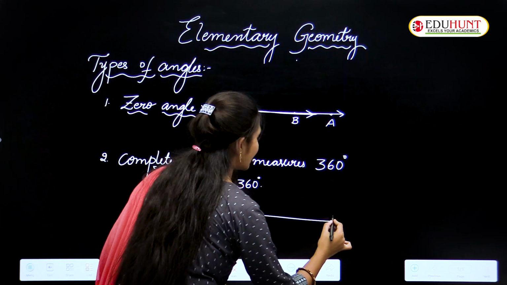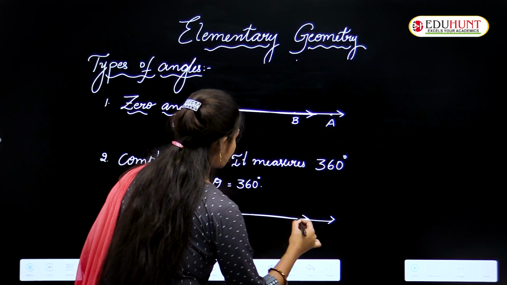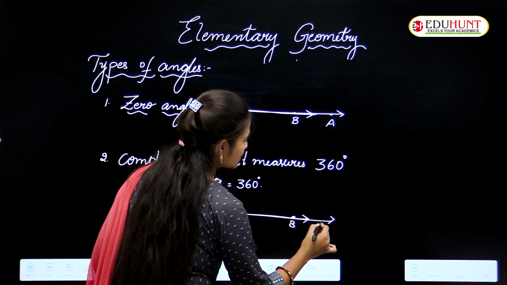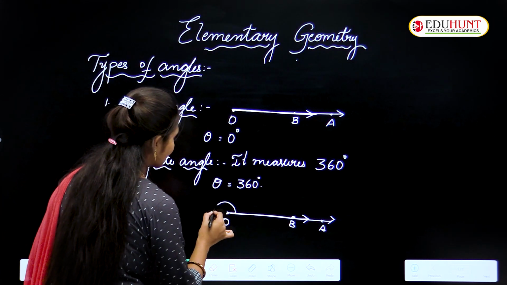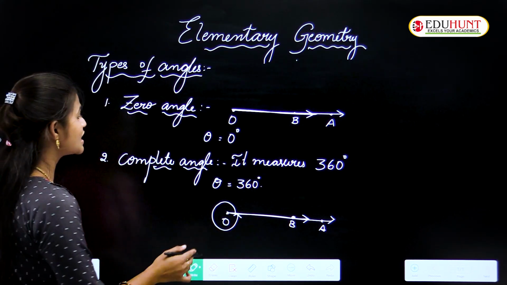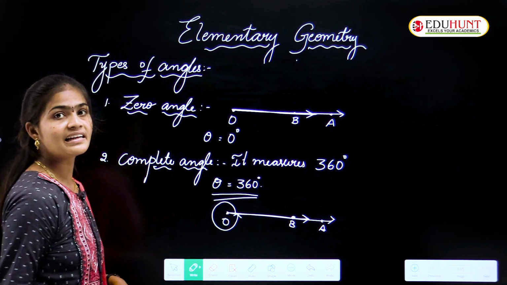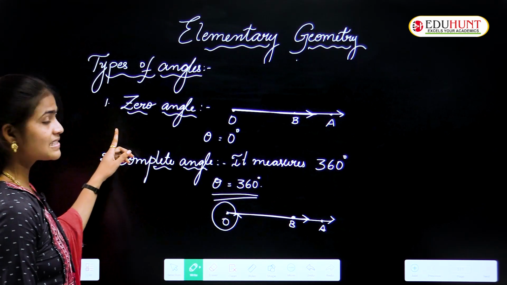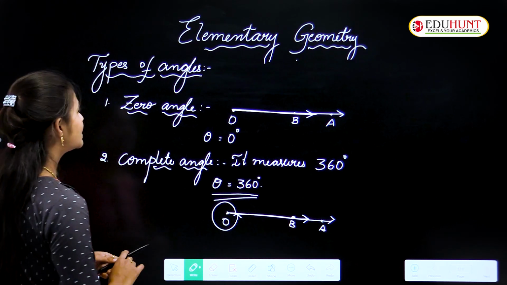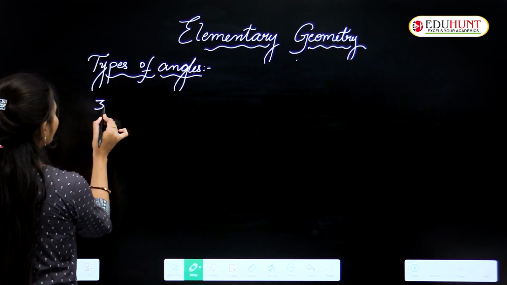So what is the diagram? Again the same diagram, this is for OA and OB. OB coincides with OA, and no angle is formed here. Why? Because it completes one complete rotation. That's why theta is equal to 360 degrees. So the first one is zero angle and the next one is complete angle. After that, the third one is acute angle.